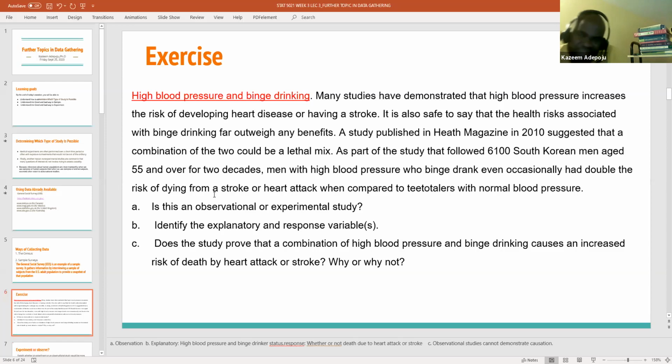Now, the response in this case is going to be the outcome. Outcome of what? We're talking about heart attack or a stroke. Whether or not the death is due to heart attack or stroke.